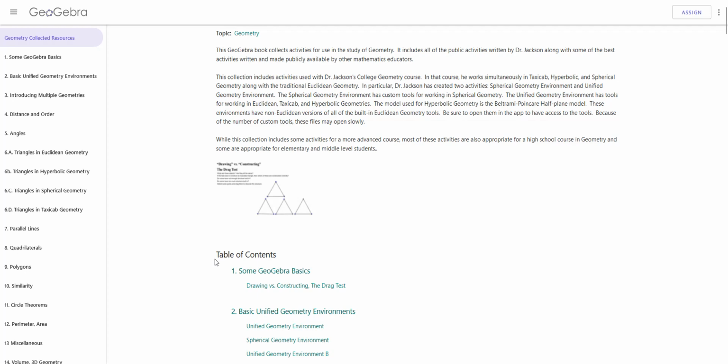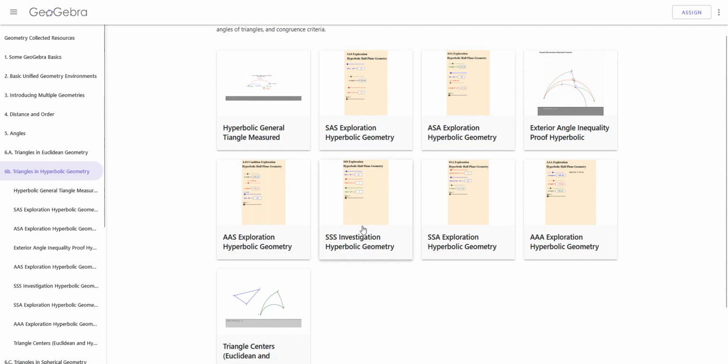All right, this is Jack Jackson back again in our continuing look at different congruence criteria for triangles in various geometries. For this one, let's take a look at hyperbolic geometry and the SSS condition.